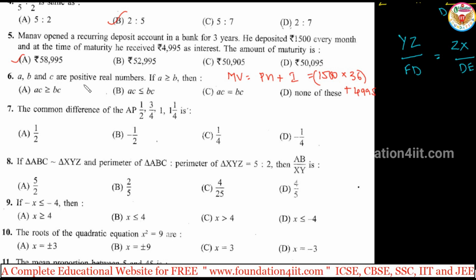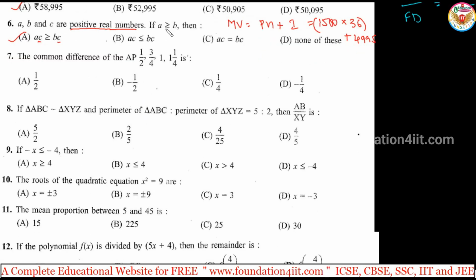And next one, A, B and C are positive real numbers. If A is greater than or equal to B, and both sides are multiplied by C, the sign will not change. So we get AC is greater than or equal to BC, because C is multiplied on both sides, and A, B and C are positive real numbers. If C is negative, then the sign should be changed. If we multiply both sides by the same positive real number, the sign will not change. Remember it.